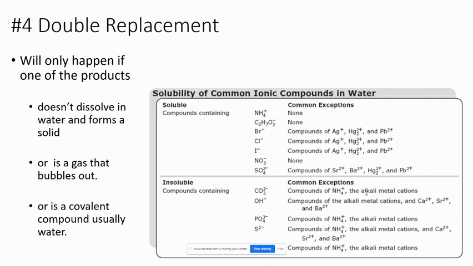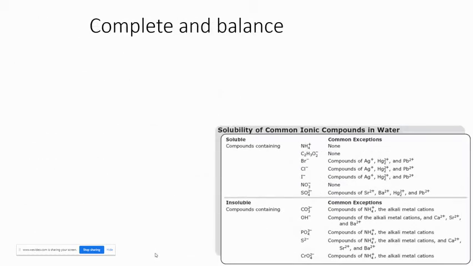Okay. Phosphate is not soluble unless it's with ammonium ion or an alkali metal. Remember, alkali metals, column 1, lithium, sodium, potassium, etc. Sulfide, not soluble unless it's with ammonium, alkali metals, calcium, strontium, barium. You're seeing a trend here. Chromate, same thing. Not soluble unless it's with ammonium or the alkali metals. All right, so let's look at this next page.